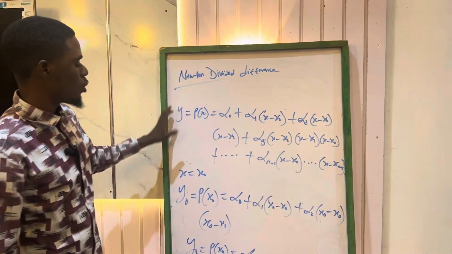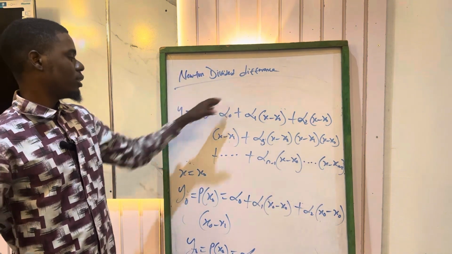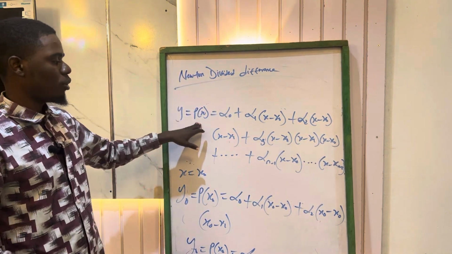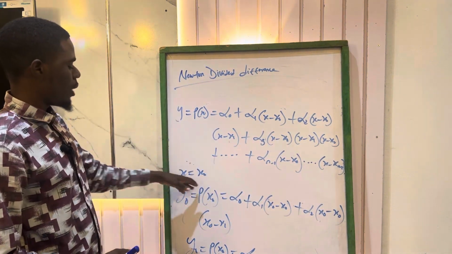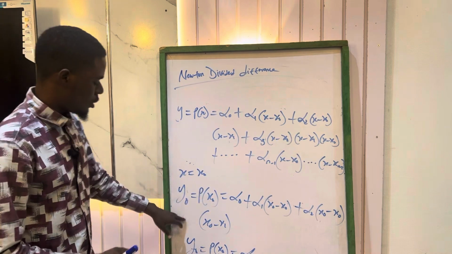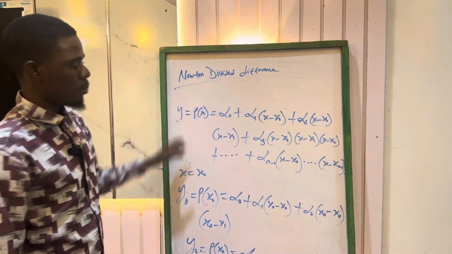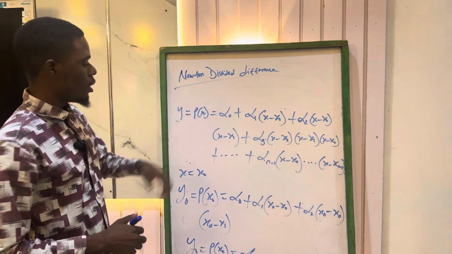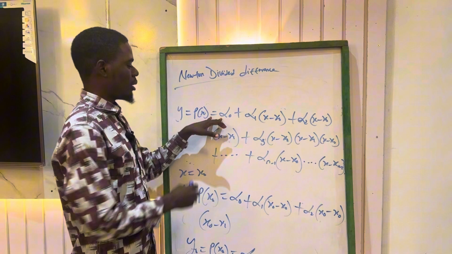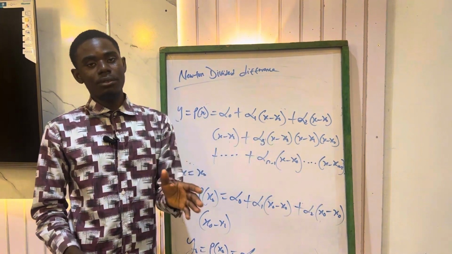So we can arrive at this conclusion that, provided we are following this approach of Newton divided difference, if you are assuming that y is equal to p of x equals this entire equation, then if you substitute for where x is equal to x naught, where x is equal to x1, and where x is equal to x2, you are going to have these formulas. The aim of this is just to find our terms. We are trying to find what our alpha naught is, what our alpha 1 is, what our alpha 2 is, depending on the number of points given in the question.